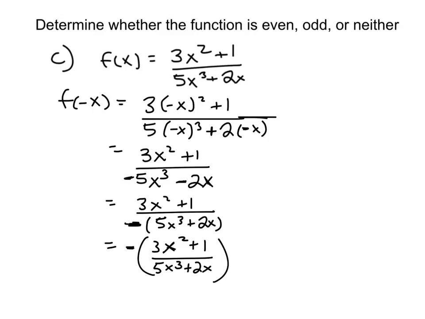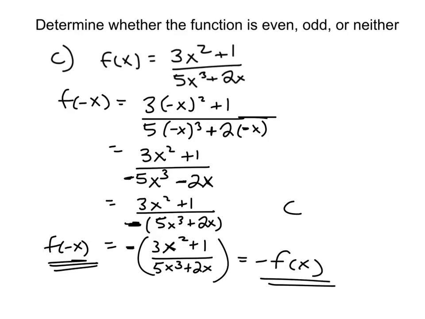And that is the negative f of x, because this is f of x here, and then there's the negative version of it, so that's negative f of x. So this is f of negative x. So f of negative x equals negative f of x, which is the definition of an odd function. So this is odd.